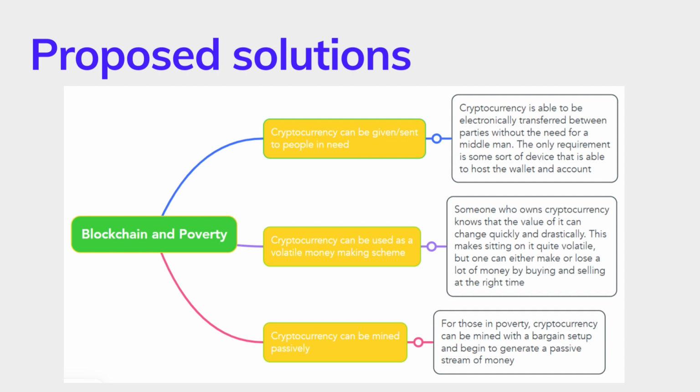And then lastly, we have cryptocurrency can be mined passively. So for those in poverty, cryptocurrency can be mined with a bargain setup and begin to generate a passive stream of money. Though while this money is very meager, with more hardware comes more money.